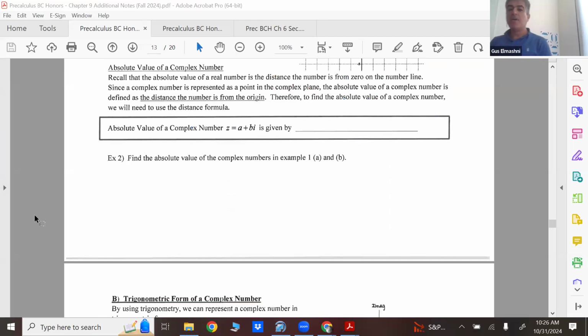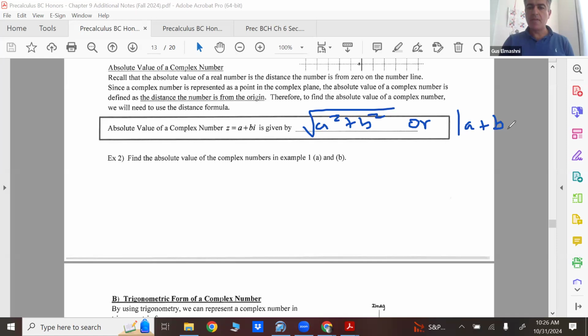So get used to these letters. There are a lot of letters I'm throwing at you. Z is typically what we use to represent a complex number. So z equals a plus bi. a is the real component. bi is the imaginary component, or imaginary part. You can express the absolute value like this: the square root of a squared plus b squared. That's all I do. Some people write it like this, if you so desire. It is the absolute value symbol, but mechanically you're just squaring a and b, adding, and square rooting.